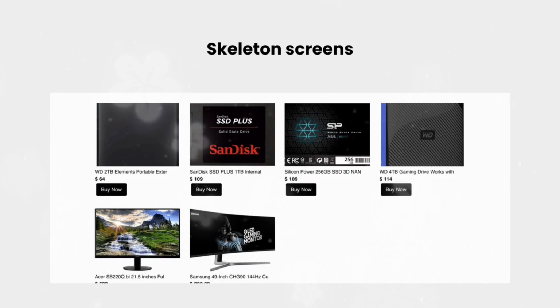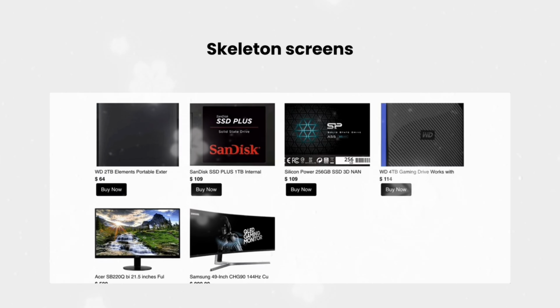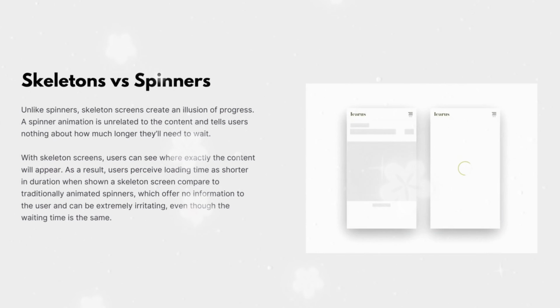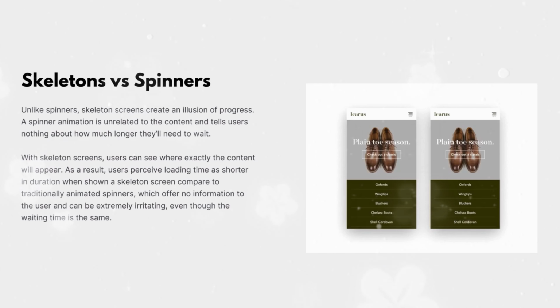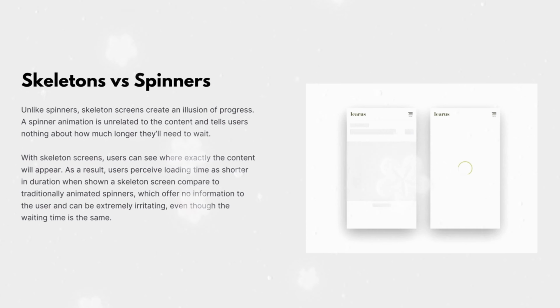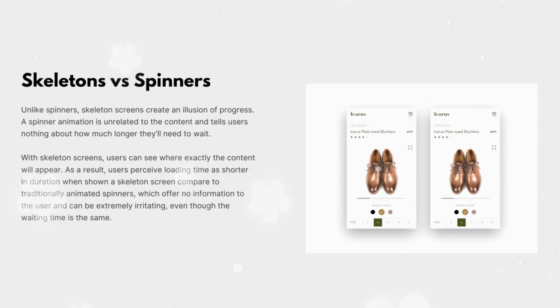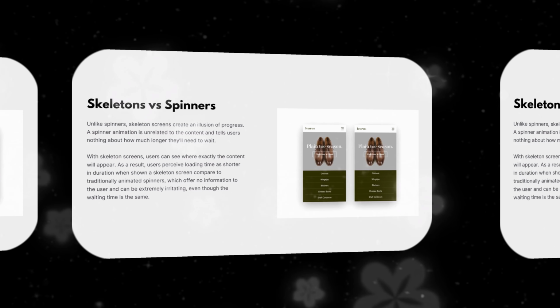One of the trends is the use of skeleton screens, which are placeholder pages that load the content in phases. They comprise lightly colored shapes, lines, and text that outline the structure of the page before the final content loads in its place. With skeleton screens, users can see where exactly the content will appear. As a result, users perceive loading time as shorter in duration when shown a skeleton screen compared to animated spinners.